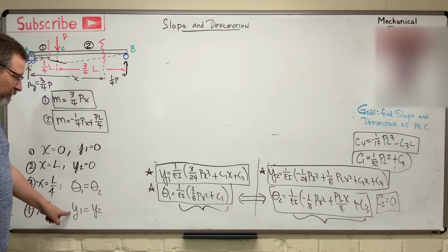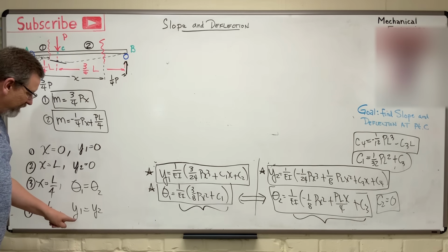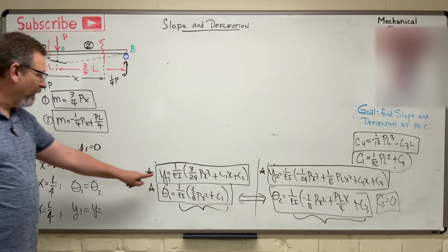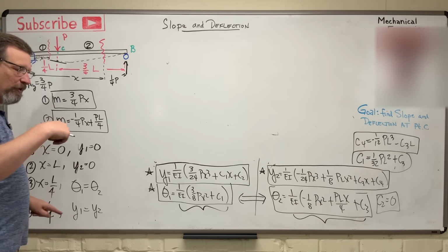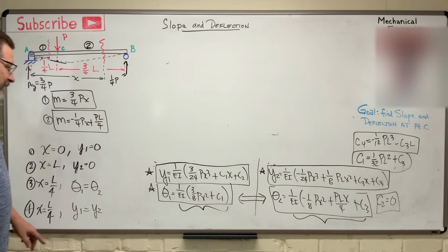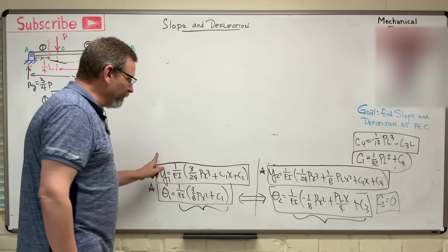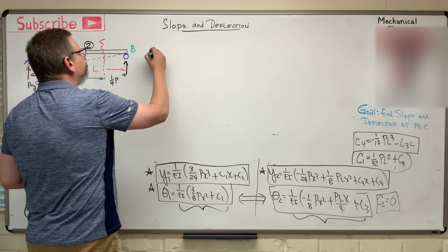So let's see if we do the same thing. Remember when we set theta 1 equal to theta 2? Let's set y1 equal to y2. So here's y1, there's y2. And when y1 equals y2, what do we know? We know that x is L over 4. And again, the EIs are going to divide out. So here we go, we're going to be left with this.